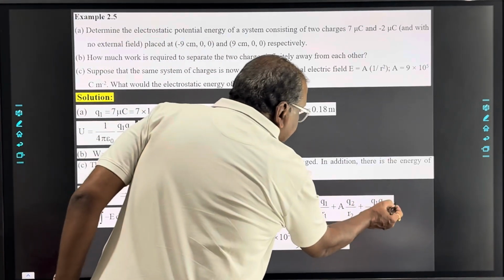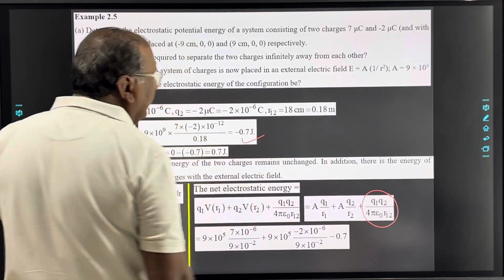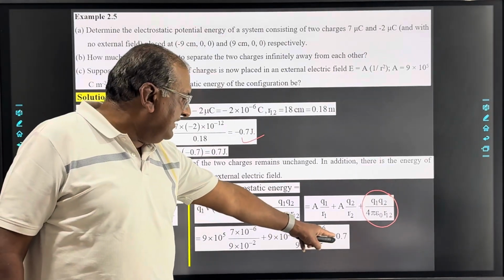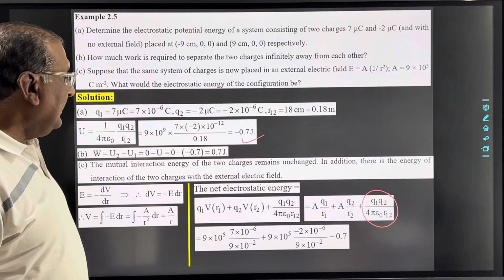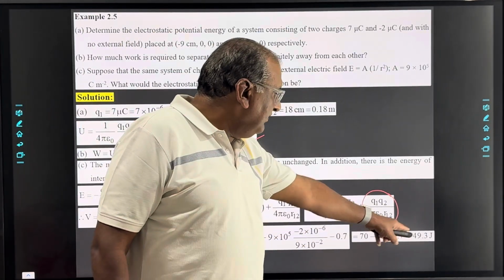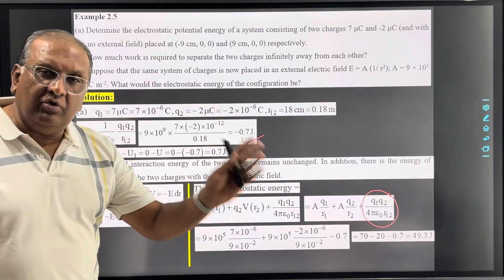And this Q1 Q2 upon 4 pi epsilon 0 that we already calculated here. So substitute directly minus 0.7. And now if we solve this one, our answer will turn to 49.3 joule. Clear to all of you?